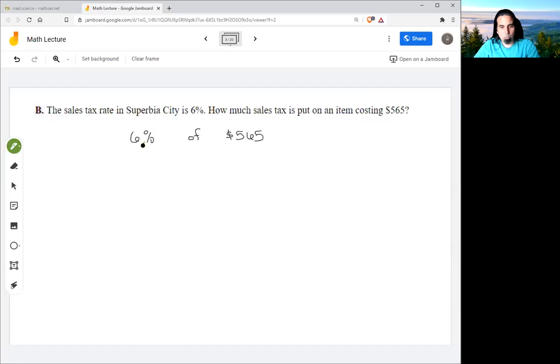Take this 6%. The decimal point is sort of hiding there, 6.0. So I scoot it twice to the left because I'm going left out of percent. So that becomes 0.06. Of becomes times, numbers stay numbers. And then my calculator does its work. And I get $33.90.